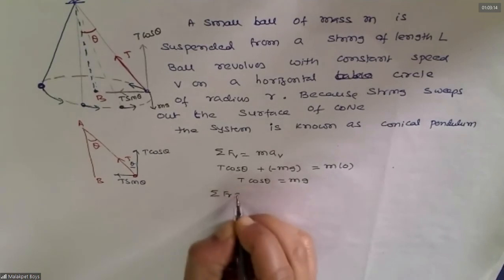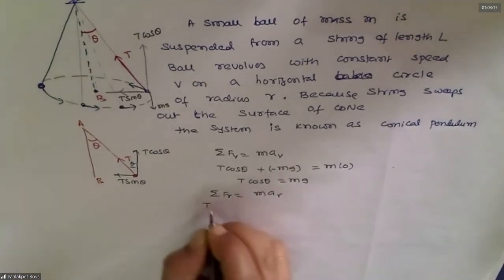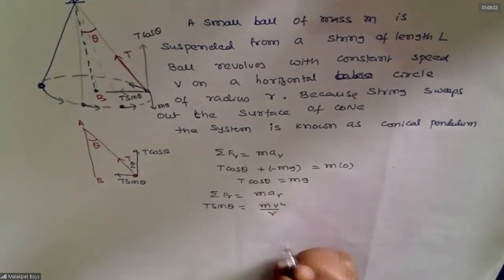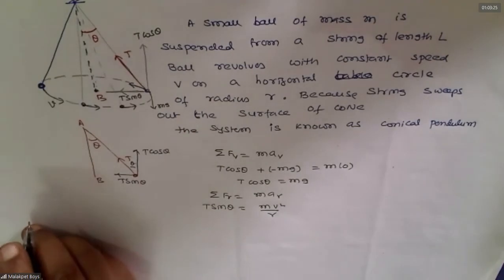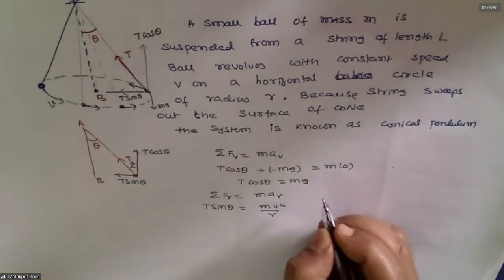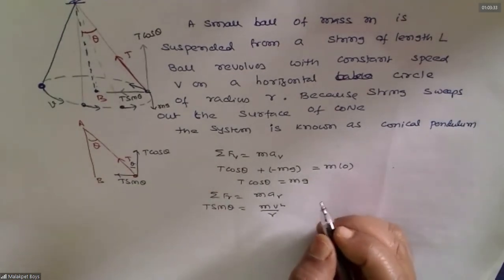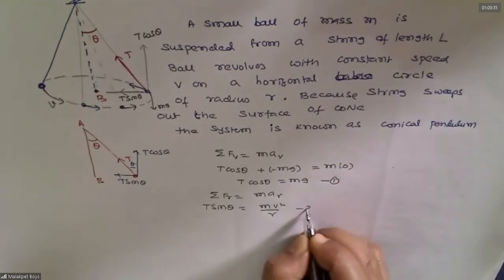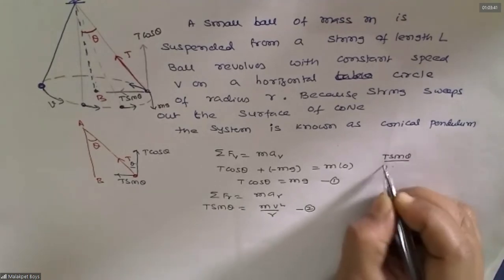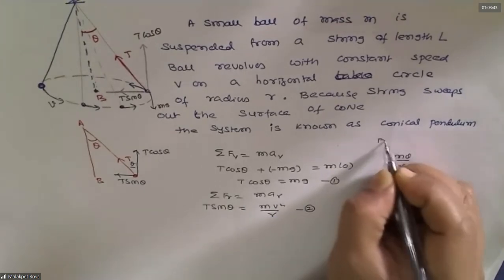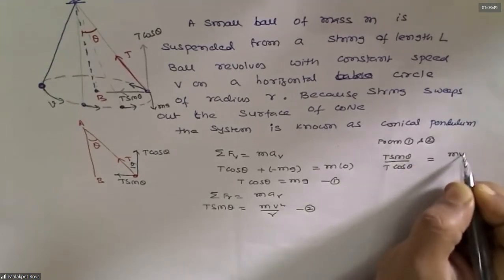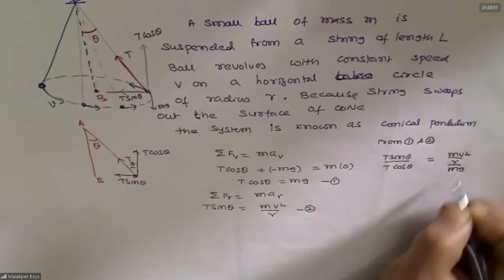Towards the center you have only T sin theta. V is the speed of the particle, no? Any doubt? From these two equations you can find T sin theta by T cos theta, which is tan theta, equals mv squared by r by mg.